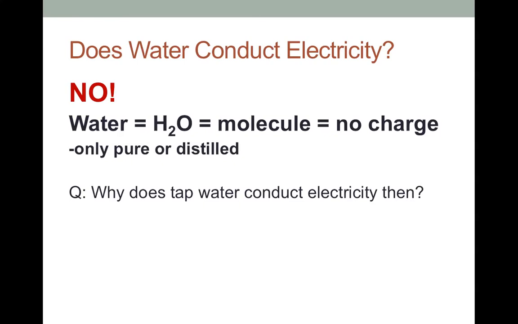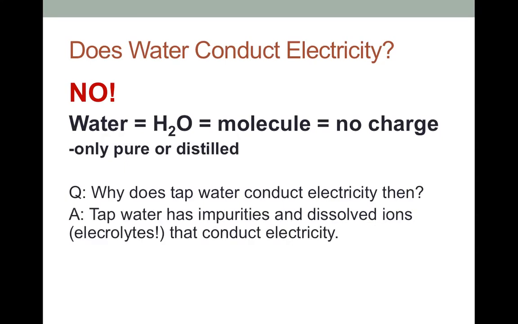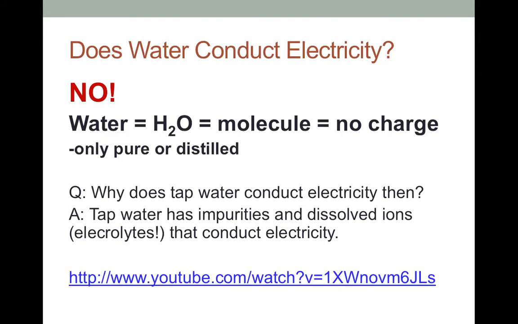So then a question I know you're thinking is, why does tap water conduct electricity then? Well, if I pour water directly out of a sink, am I guaranteed pure water? Probably not, especially not in Bryan or College Station. So tap water has a lot of impurities and a lot of dissolved ions, which are electrolytes, and they conduct electricity. So that is why tap water will conduct electricity when pure water does not. Okay, so pure water, no conducting.